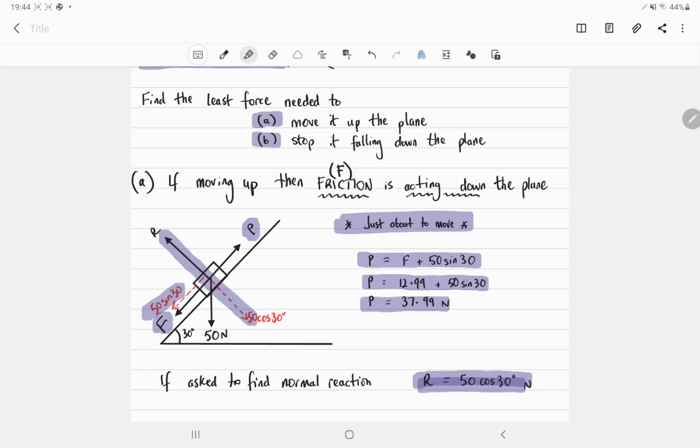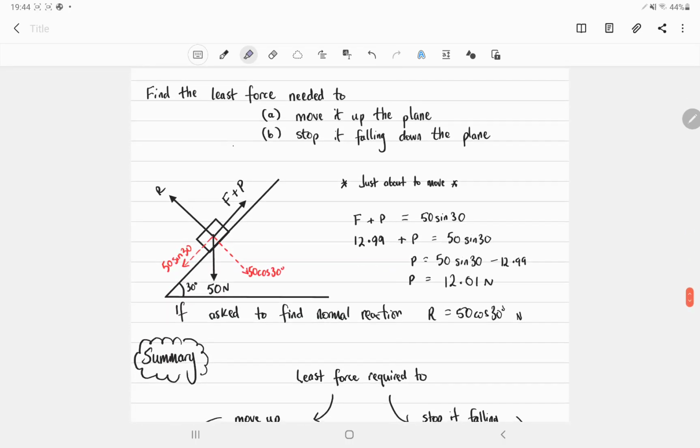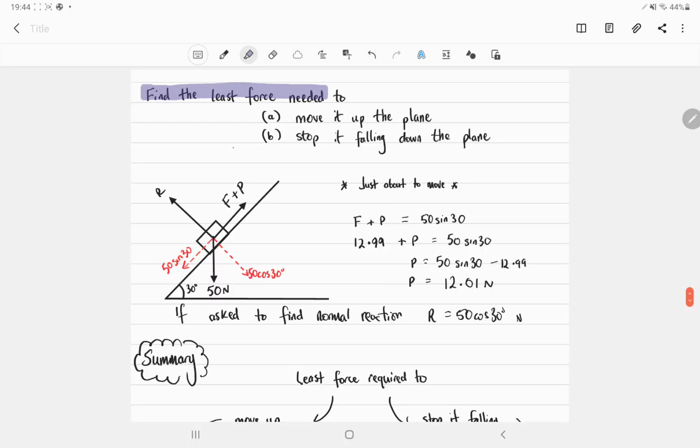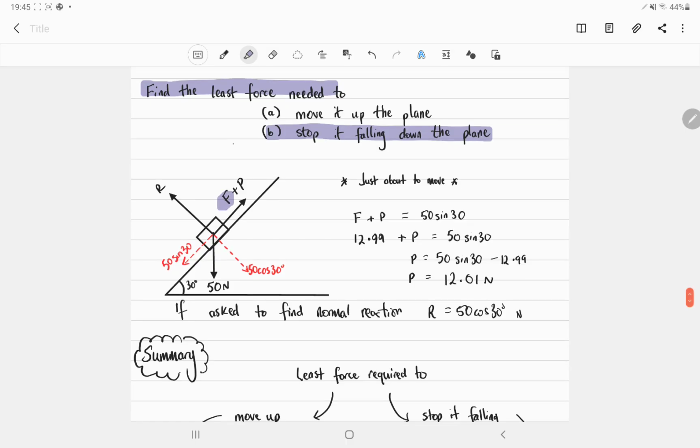The second scenario, part B: find the least force needed to stop it from falling down the plane. If it's falling down the plane, then the motion of the object is down the plane. So for part B, the motion is down the plane, therefore the friction is going to be acting in the opposite direction, which is up the plane. Here's our diagram for the second part. We are finding the least force needed to stop it from falling down the plane. Once again, the motion is down the plane, therefore the friction is acting against it. So friction is acting up the plane.